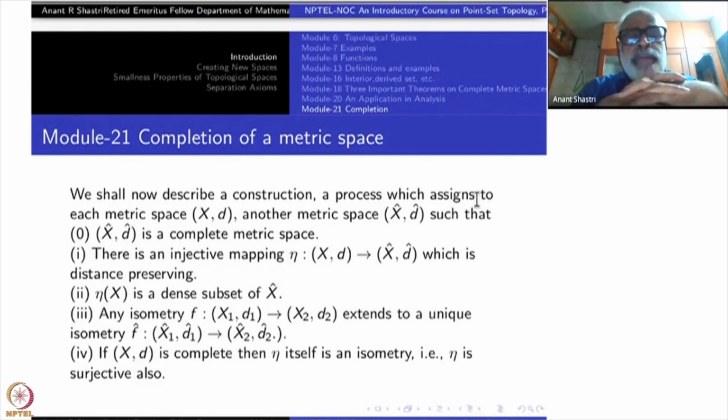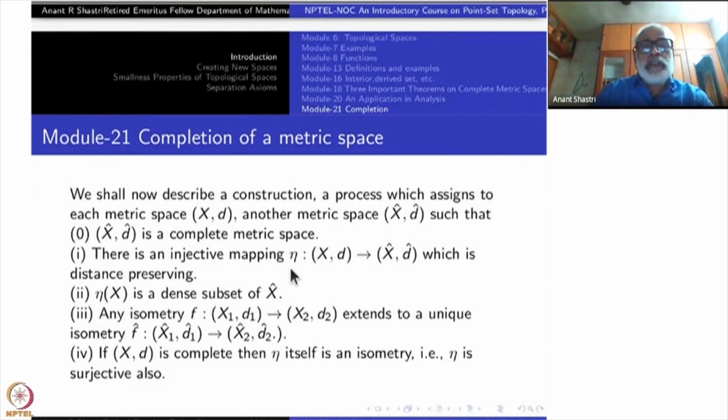So we shall describe this construction, a process which assigns to each metric space (X, d) another metric space (X hat, d hat), that is the notation we have set up, such that the first condition is this (X hat, d hat) is a complete metric space. It has to do something with the given metric space after all. So all those conditions are explained in the 1, 2, 3, rest of them.